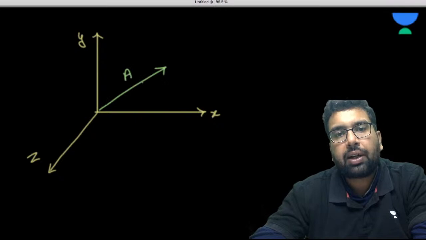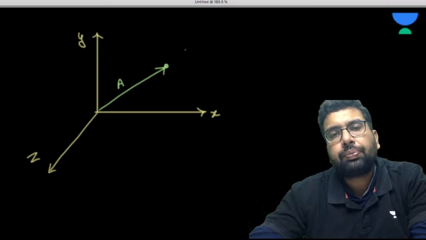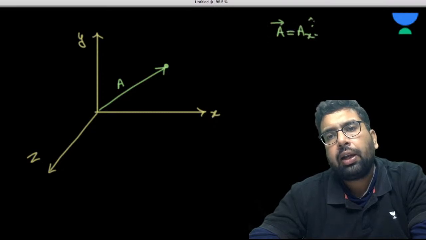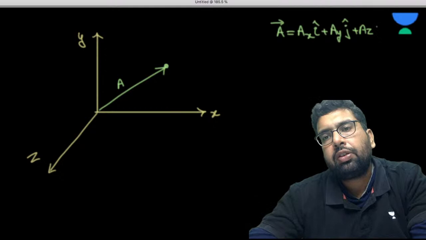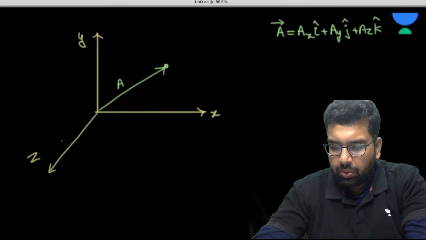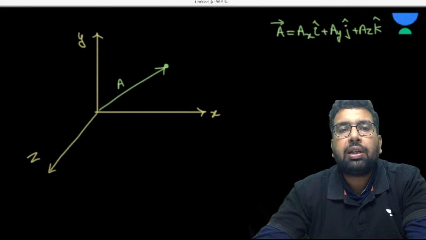Let's suppose this is vector A, and it has some coordinates. So we have a vector A, and I think we are very much handy with the fact that it can be presented in Cartesian form like this: A_x i cap plus A_y j cap plus A_z k cap. So this is your vector. Now what I want to do here is find the angle this vector is making with each of the coordinate axes.